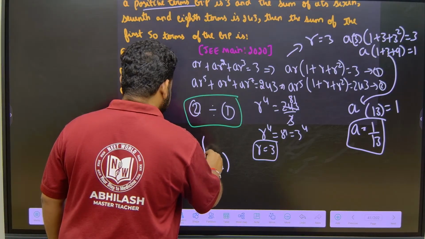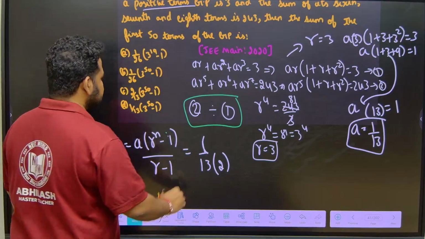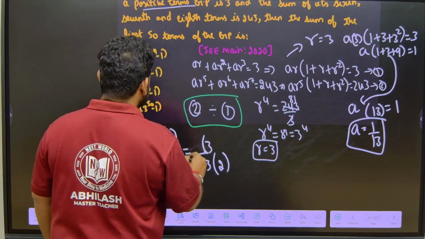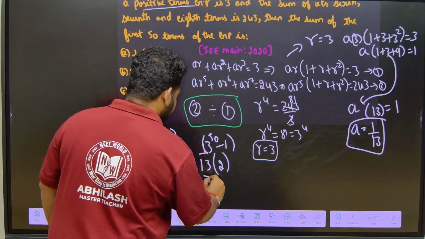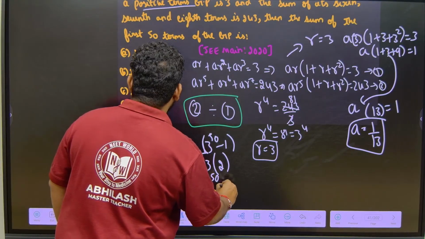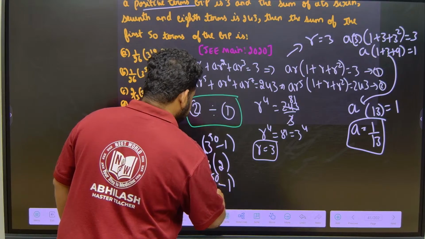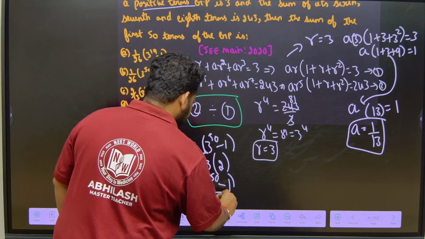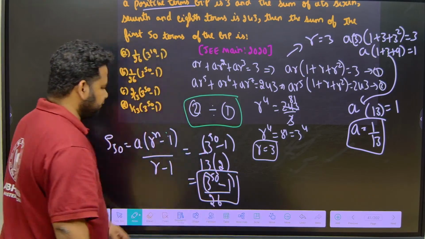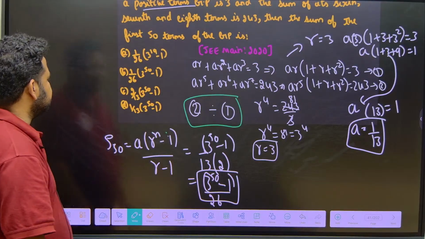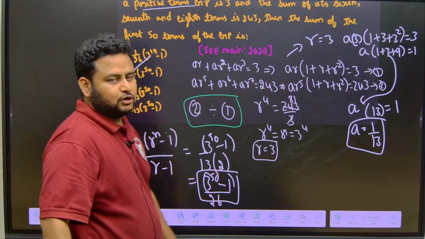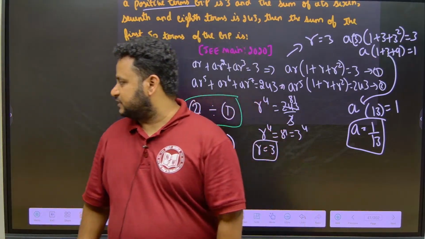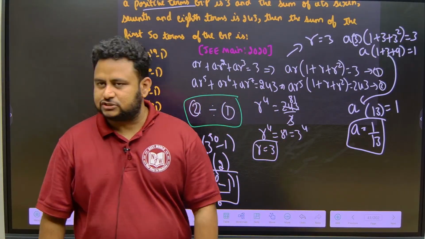So this is R to the power of n minus 1. R is 3, n is 50. So that will be equal to 3 to the power of 50 minus 1, divided by 13 into 2, that is 26. So this is the answer that we have: 3 to the power of 50 minus 1 divided by 26. That is option B. Option B is the right answer to this question, friends.